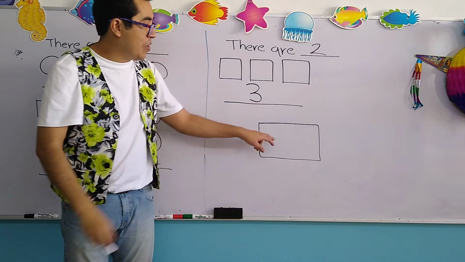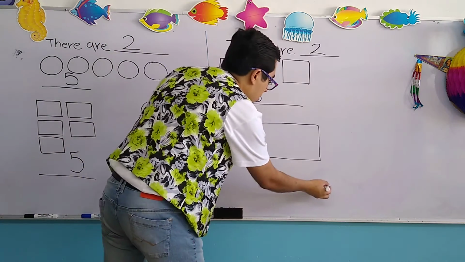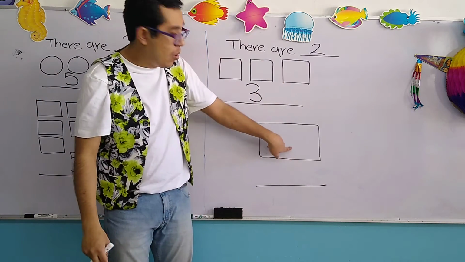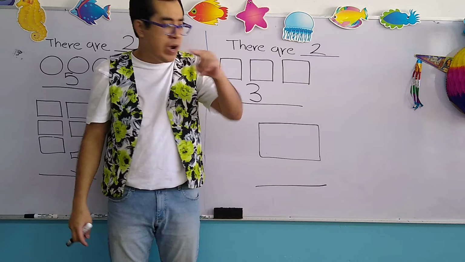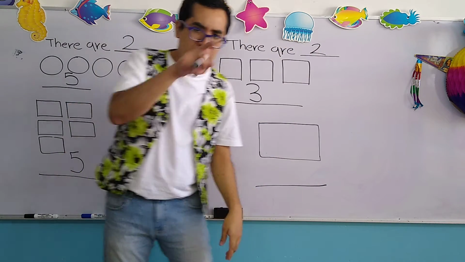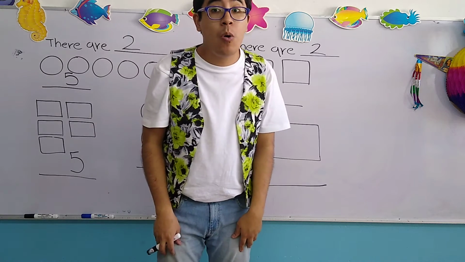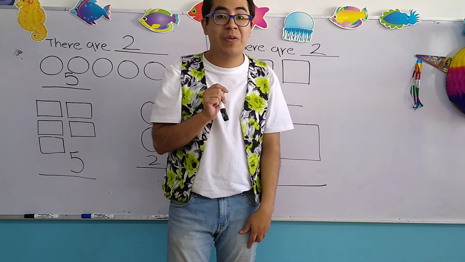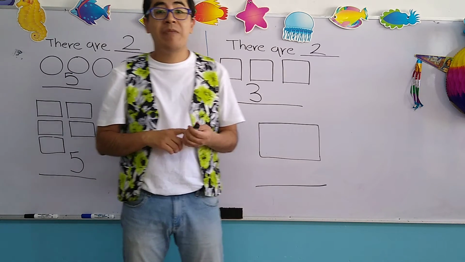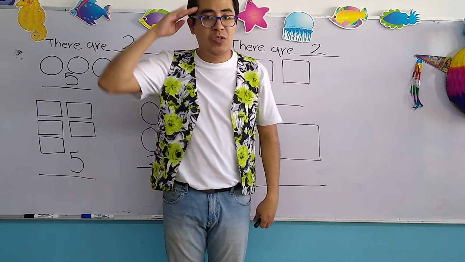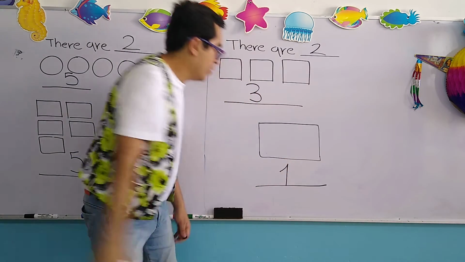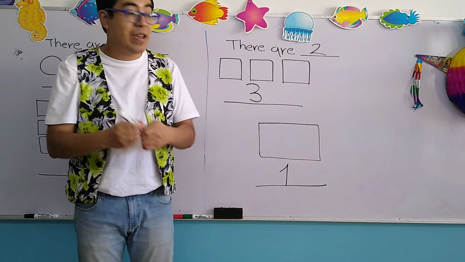Now, let's continue with the rectangle. Now, how many rectangles appear in this page? 1. Only 1. There is no other rectangle. No lo tienen ahí? No, it's only 1 rectangle, okay? Very good. So remember, we have to write it and remember the form, which is the soldier that is saluting. Saluting a soldier. Okay, very good.